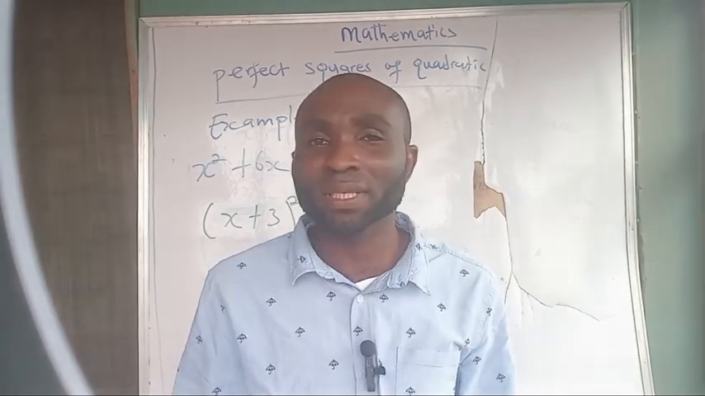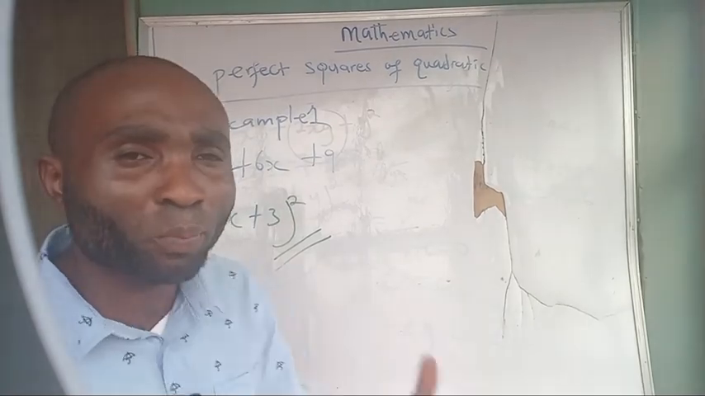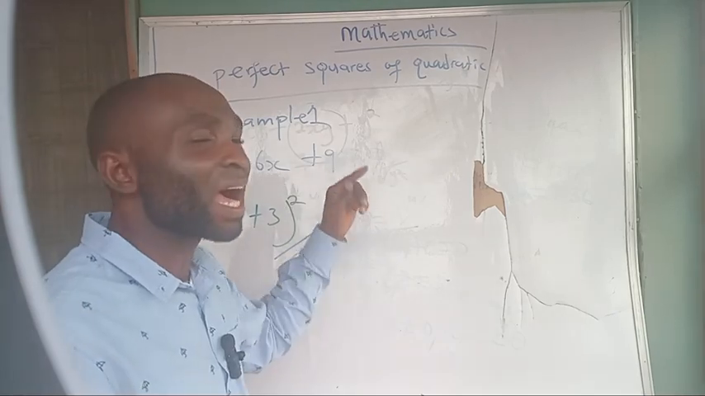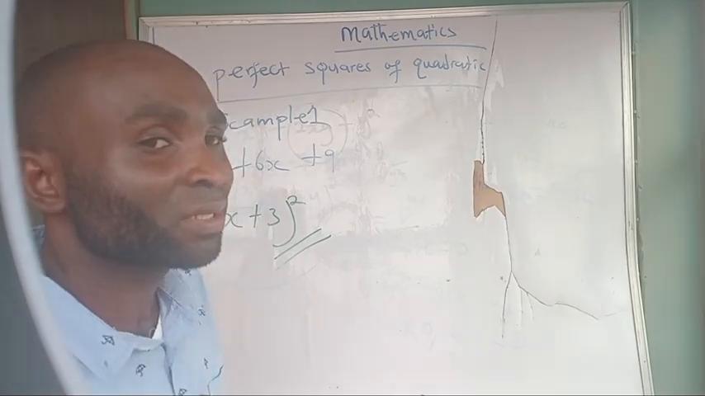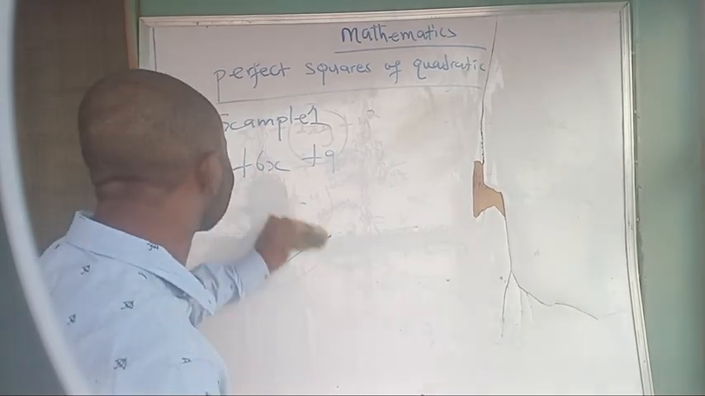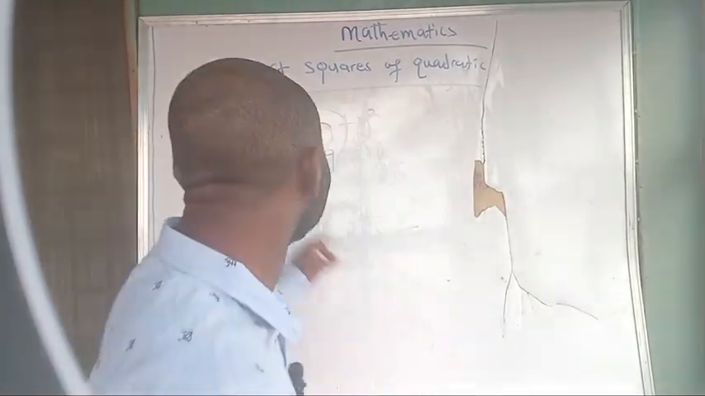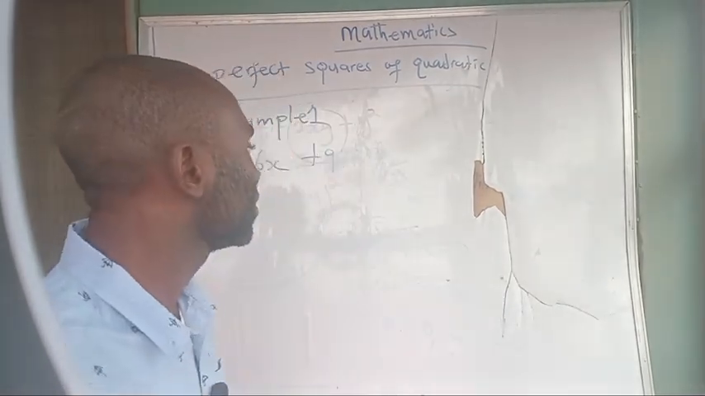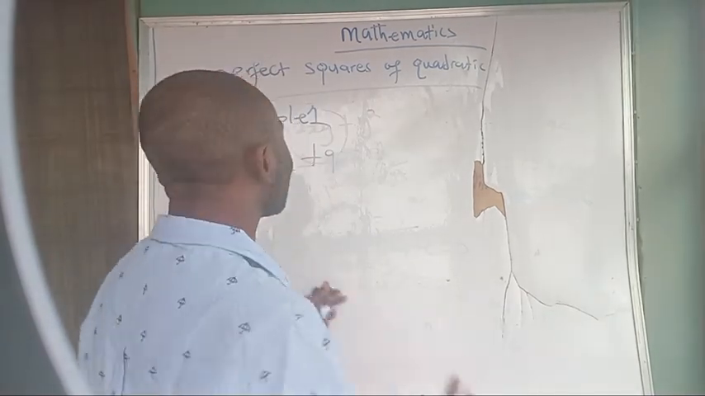In factorizing a quadratic equation, you should know that you look for the two possible numbers that, when you multiply them, give you the last term, and when you add them, give you the middle term. So guys, let's check it. What are the two possible numbers that when you add, you're going to have 6, and when you multiply, you're going to get 9? So here you can just find the multiples of 9.